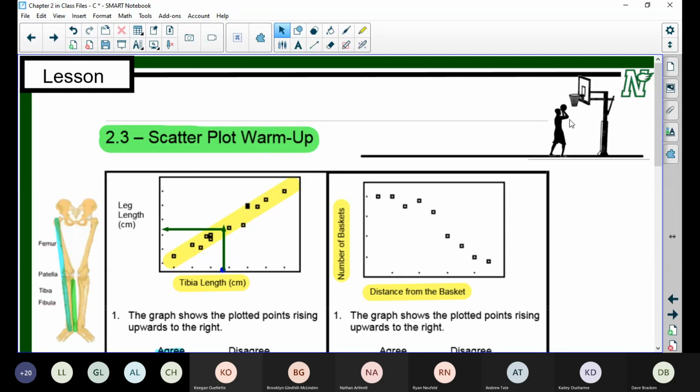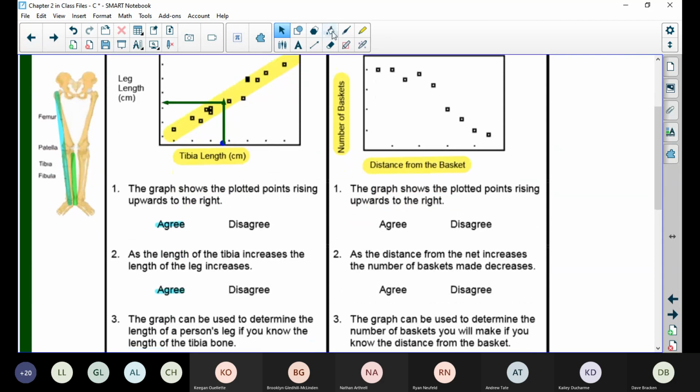But as my distance from the basket increases, as I get farther and farther away from this basket, what's happening to the number of baskets that I potentially sink? Well, it's going down. The farther I get away, the harder it is for me to sink those baskets. So let's take a look at the scatter plot. As my distance from the basket increases, the number of shots I make decreases. Do you see the difference from here? When your tibia increases, your leg length increases.